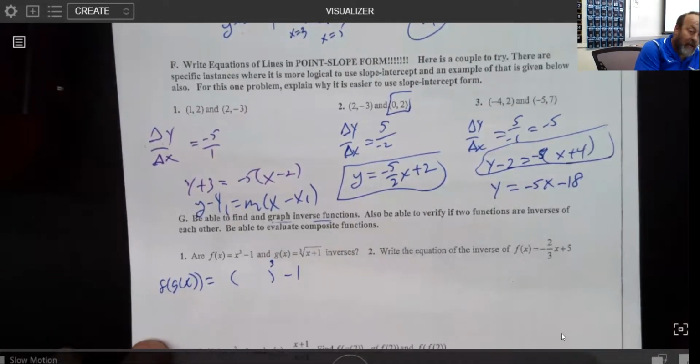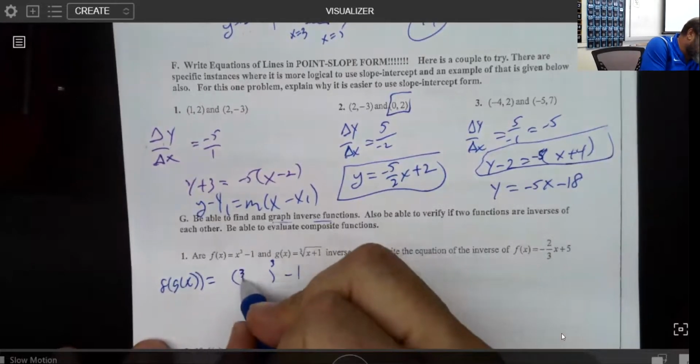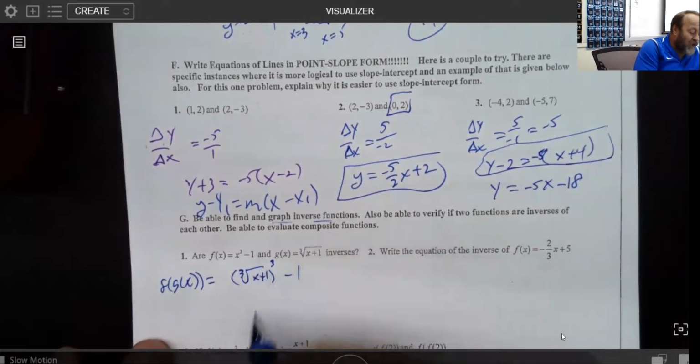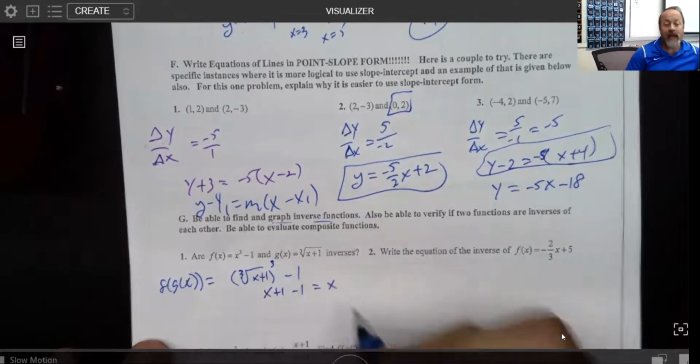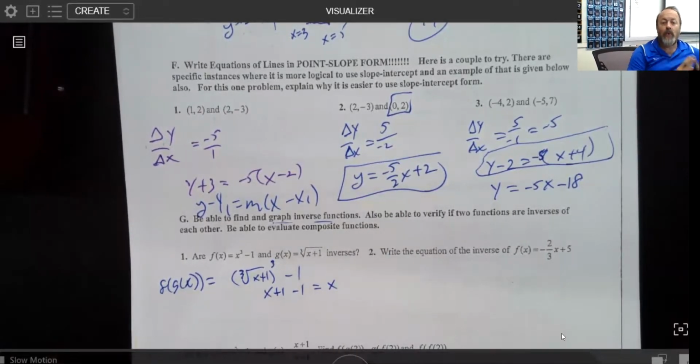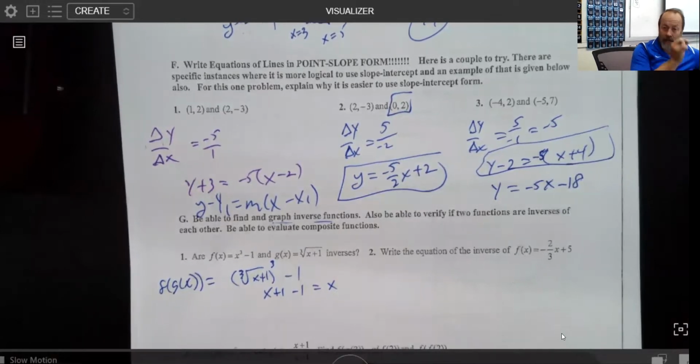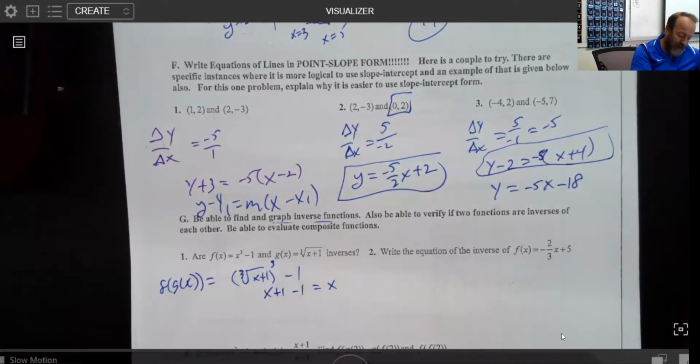in other words, take f, which is x cubed minus 1, and I replaced it with g inside, if I cube the cube root, I get x plus 1 minus 1, which is in fact x. That confirms 100% that they are in fact inverses of each other because they undo each other. That is the definition of an inverse, is if you have f of g of x or g of f of x, and it's x.